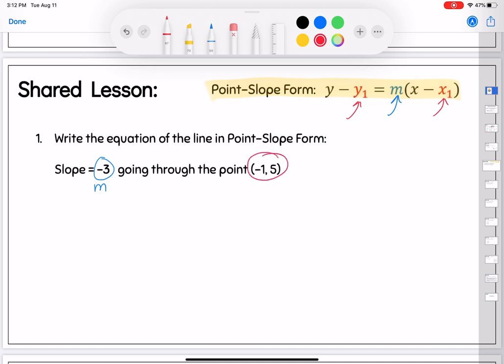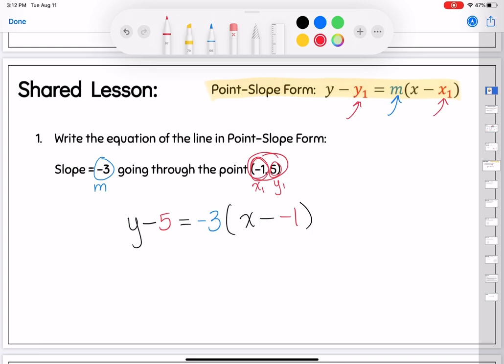It says that it goes through this point. So -1 would be x1. And 5 would be y1. Now be careful, right? Just watch your order here. So if I'm going to write the equation here, it would say y minus, now I need y1. y1 was 5. Equals m, instead of m, I have my slope, -3. Then I have parentheses x minus x1. x1 we said was -1.